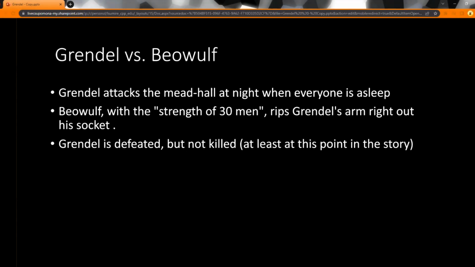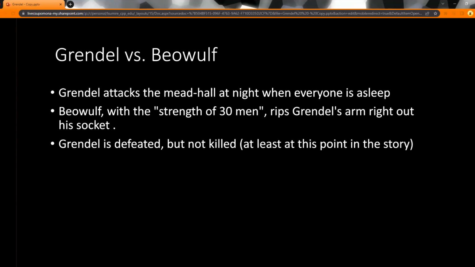It's nighttime at Heorot, and Grendel seizes this opportunity to attack the mead hall since everyone is asleep. So Grendel goes in for the kill, beheading people and eating them and ripping off limbs. Obviously, this wakes up Beowulf, and so it's down to him versus Grendel, straight in the middle of this mead hall. And Beowulf, with the strength of 30 men, literally rips Grendel's arm right out of his socket, which is pretty gnarly if you ask me.